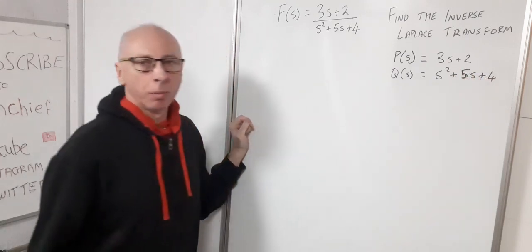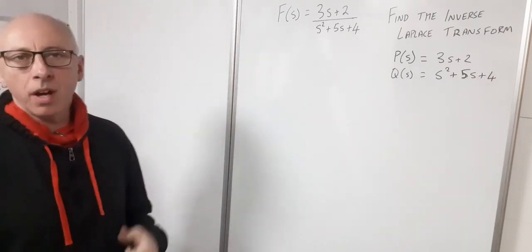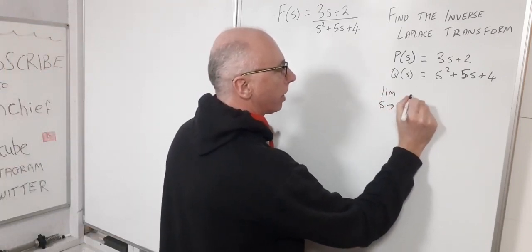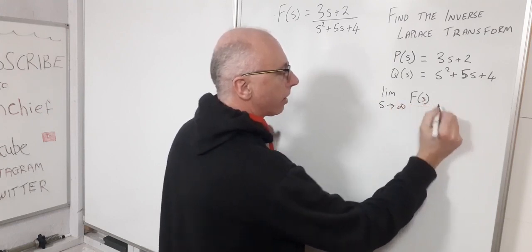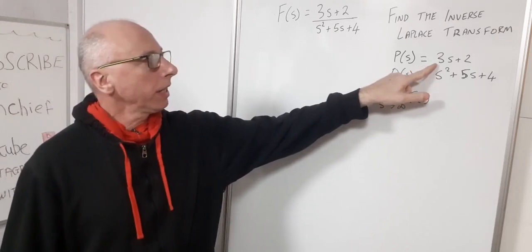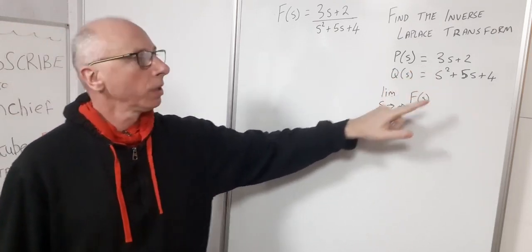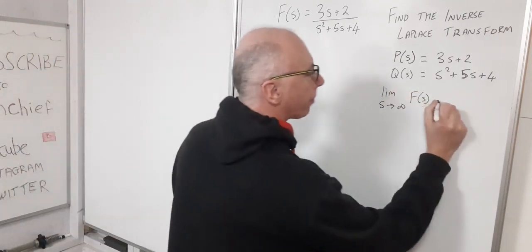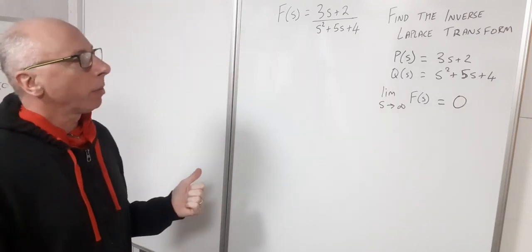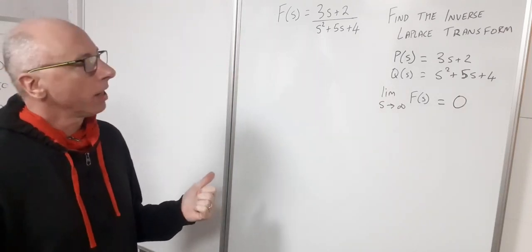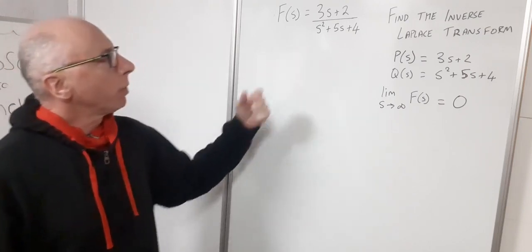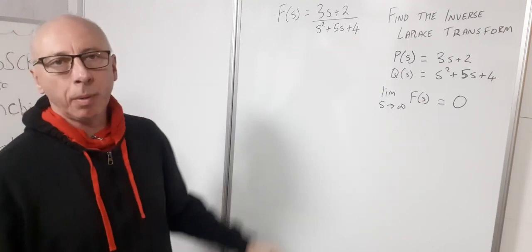So that's our starting point. Now what we want to do is find the limit as s approaches infinity of F(s). As the degree of P is 1 less than the degree of Q, this limit will equal 0. So therefore we can go ahead and break this down into the inverse Laplace transform by using partial fraction decomposition. So next what we need to do is to try and break this apart.